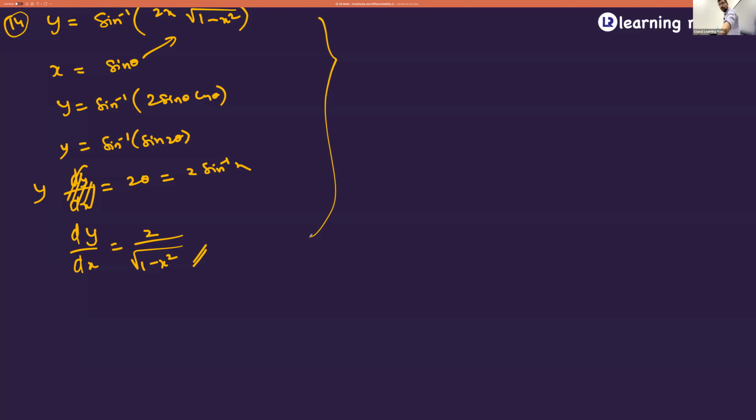So last problem, the 15th one. What is the question? Secant inverse of 1 by, see wherever you have this 2x square minus 1, right? What will you substitute x as? Recollect the identities. Which identity has this kind of a format? Cos 2 theta. What is cos 2 theta? 2 cos square theta minus 1. So here you need to substitute x as cos theta. Substitute it here.